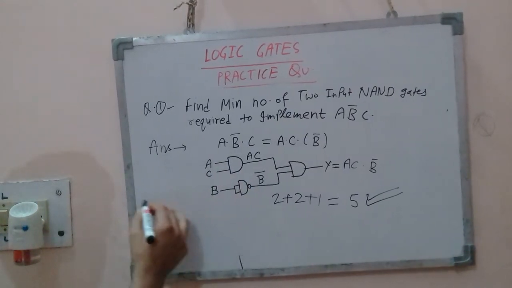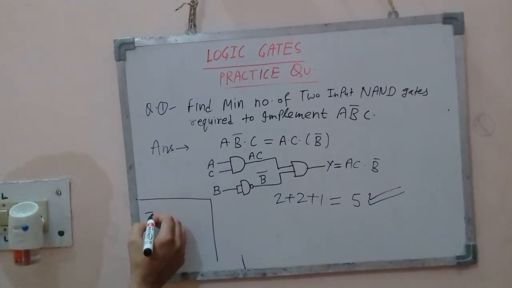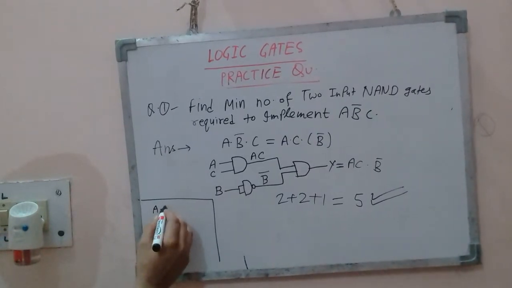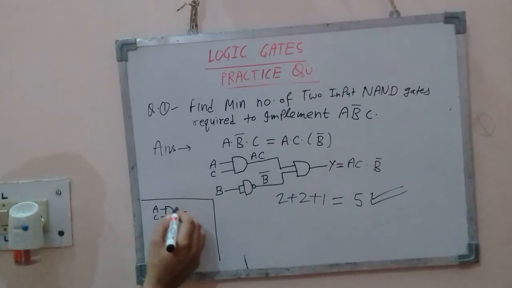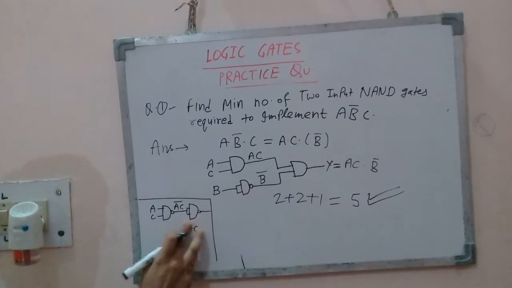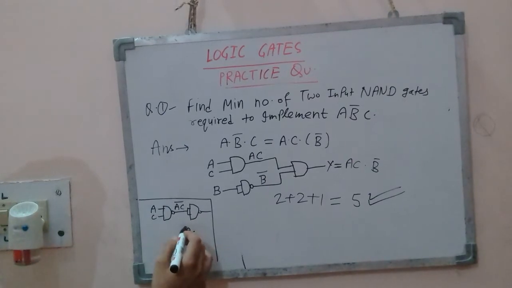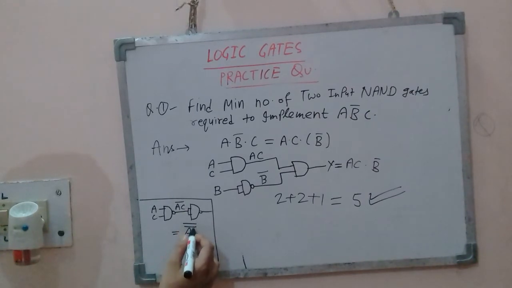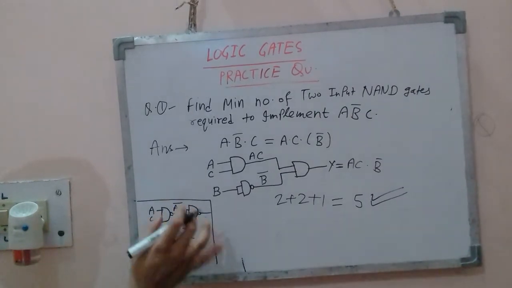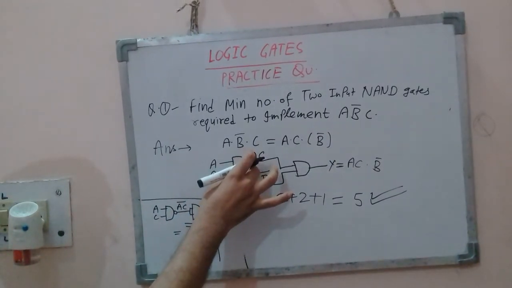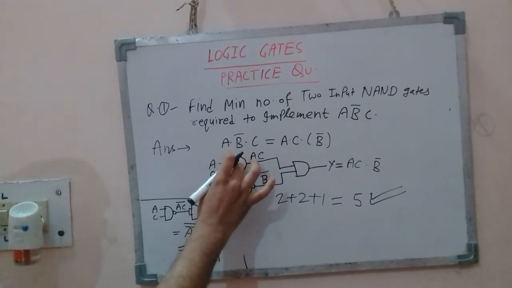The reason is that, look here, this is A, this is C. Pass this in a NAND gate, you will get AC bar. Again you pass this into another NAND gate, you will get AC bar and another bar due to this complement. So this bar gets cancelled with this bar. So finally you are left with AC. So this combination of two NAND gates in series is nothing but an AND gate only. That's why I said 2 NAND gates are required to make one AND gate.